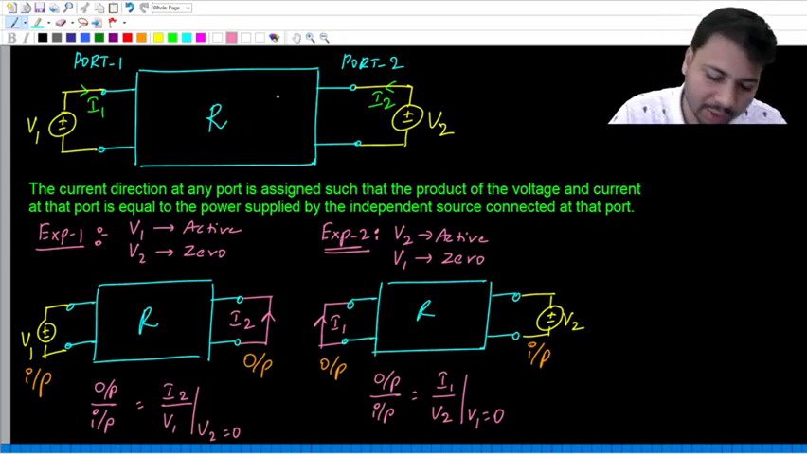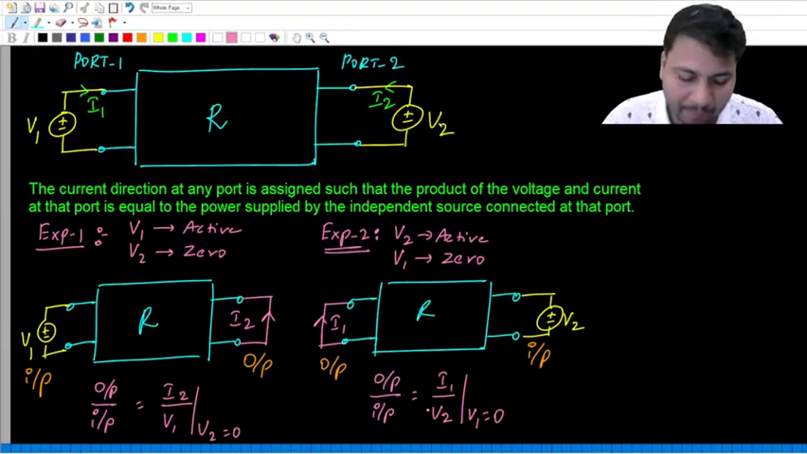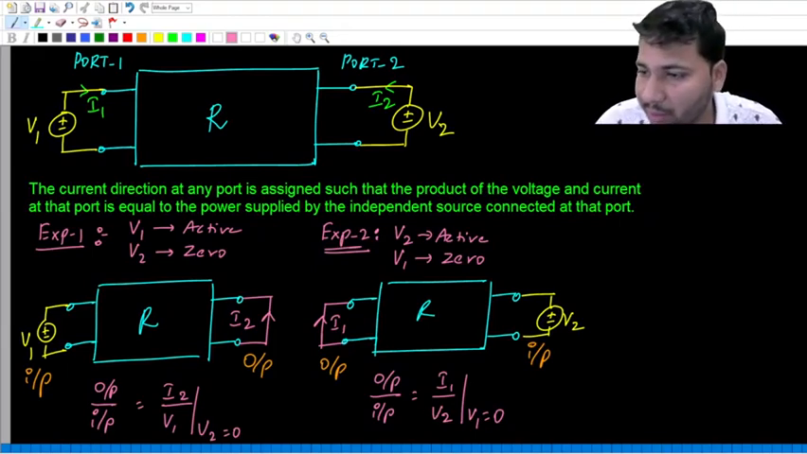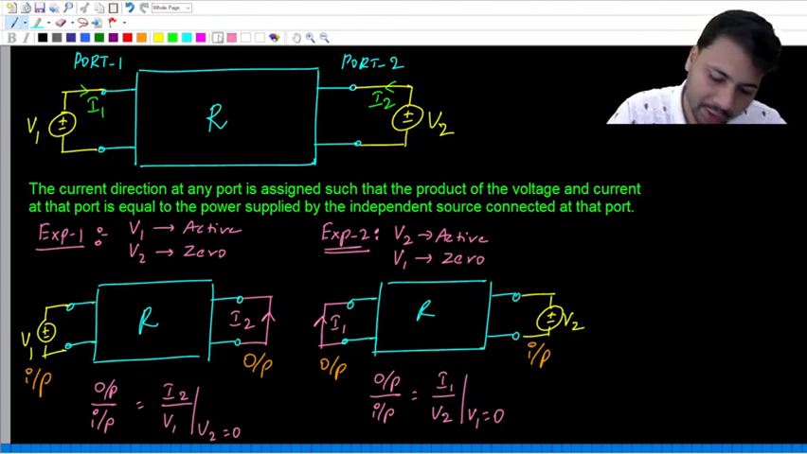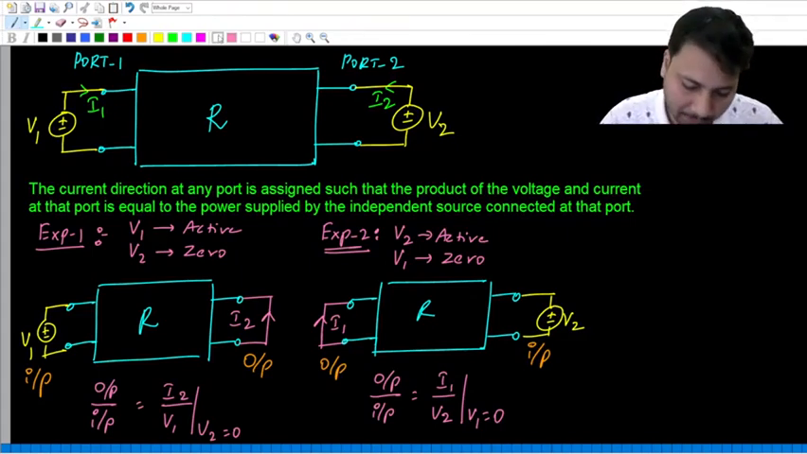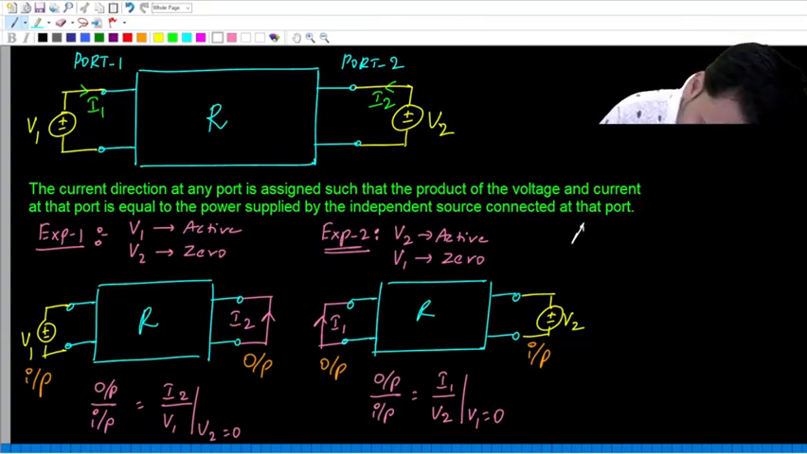So this is the original network, and these are the 2 experiments that are conducted on it, and in each experiment we find the ratio of output to input. Now what is this reciprocity theorem telling us? It tells us the relation between the 2 ratios of output to input. According to the reciprocity theorem, these 2 ratios are equal. That's all.